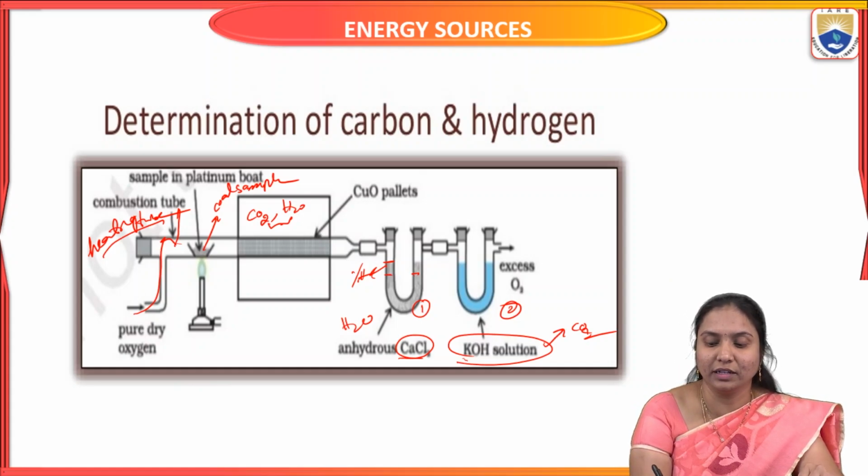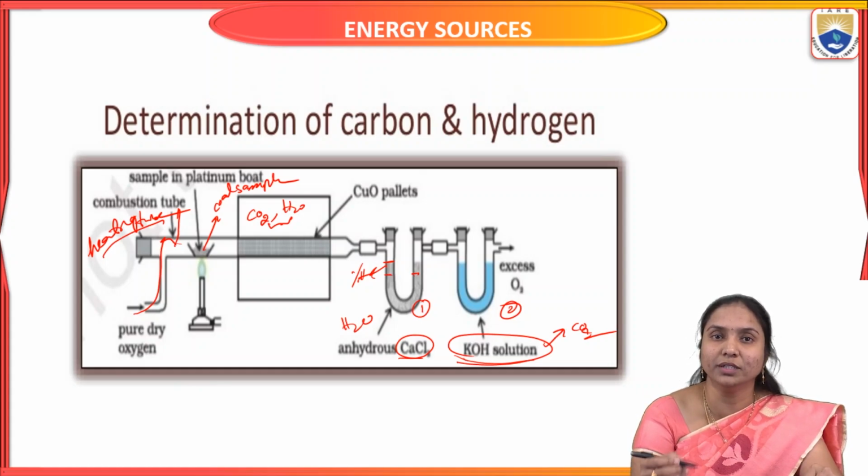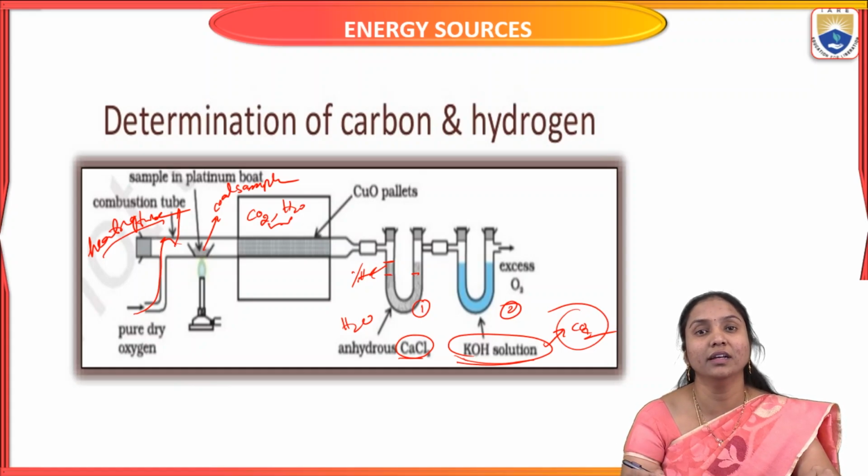Already in this tube, there is a KOH solution. This KOH solution absorbs carbon dioxide. That means the KOH level is increased, and that increased level indicates the percentage of carbon present in the coal sample.